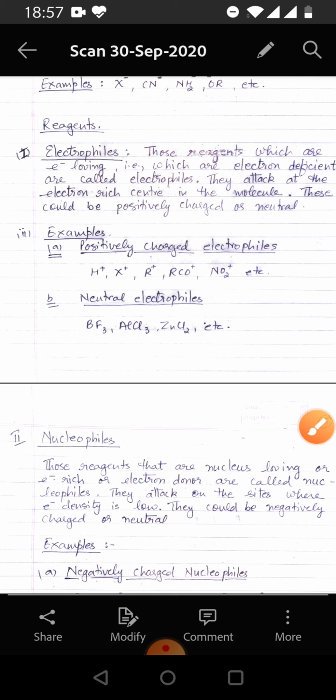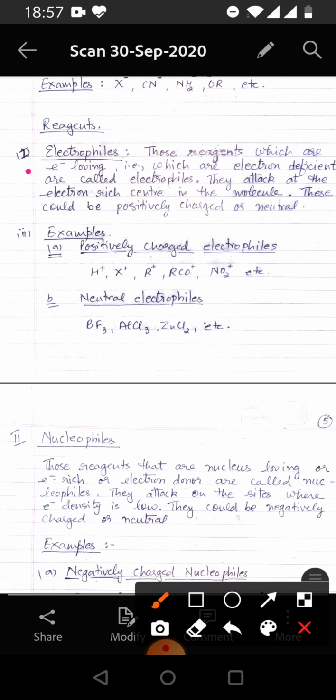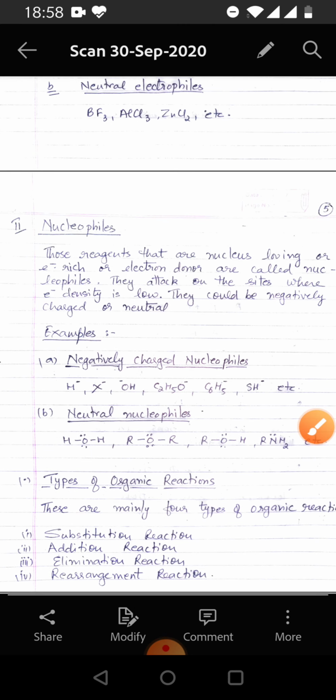Now we come to types of reagents. There are two types of reagents. First is electrophiles. Those reagents which are electron loving, that is which are electron deficient, are called electrophiles. They attack at the electron rich center in the molecule. These could be positively charged or neutral. Examples of the positively charged electrophiles are H plus, X plus, R plus, RCO plus, NO2 plus, and examples of the neutral electrophiles are BF3, AlCl3, ZnCl2. So we see that basically Lewis acids are electrophiles. The next type of reagent is nucleophiles.